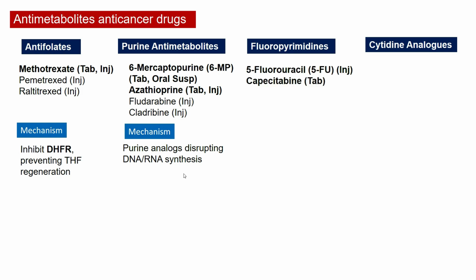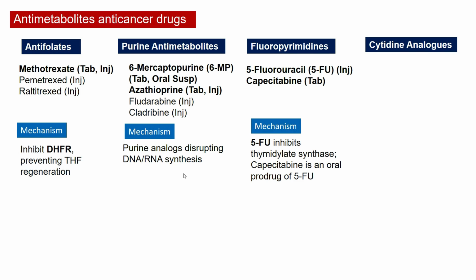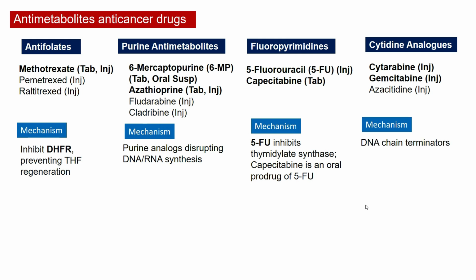Other ones are fluoropyrimidines, which are 5-fluorouracil and capecitabine. 5-fluorouracil comes in injection, capecitabine is tablets. So 5-fluorouracil inhibits thymidylate synthesis, whereas capecitabine is an oral prodrug of 5-fluorouracil. And then the other important ones are the cytidines: cytarabine, gemcitabine, azacitidine. All of those come in injection dosage form, and they basically terminate the DNA chain, stopping further division of the cell cycle.